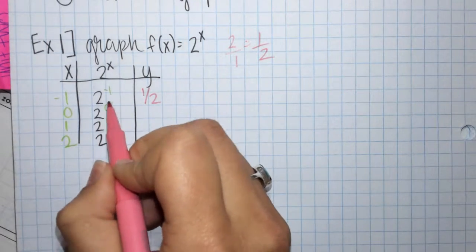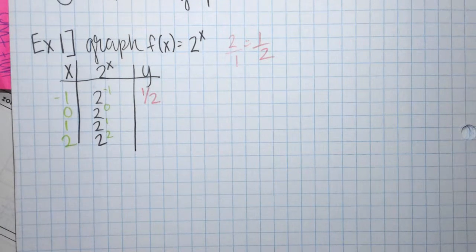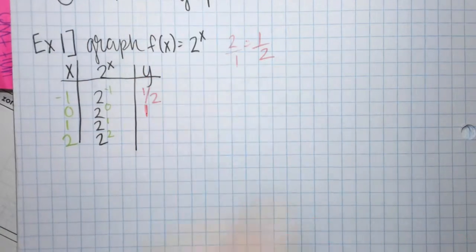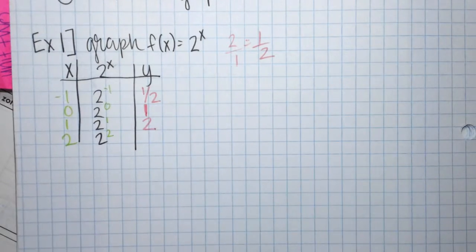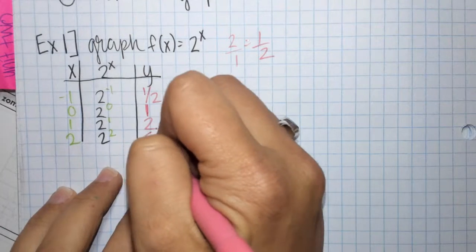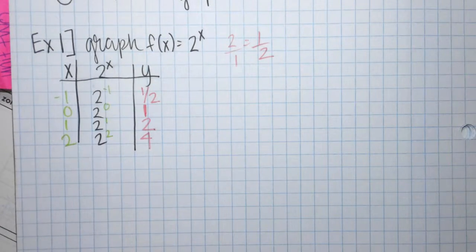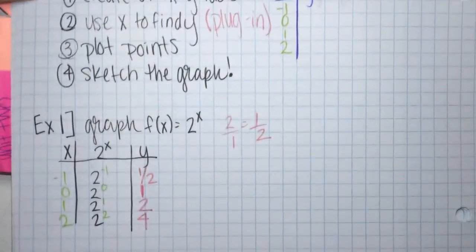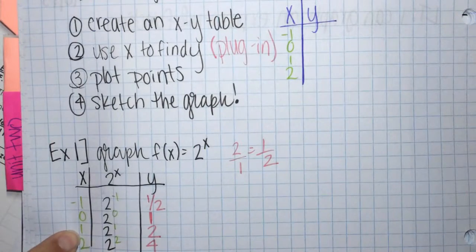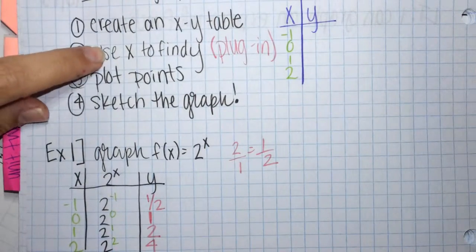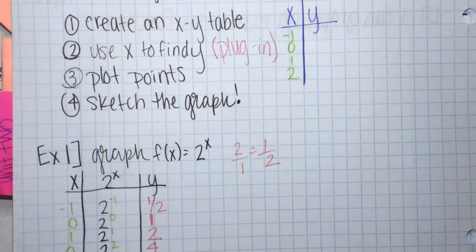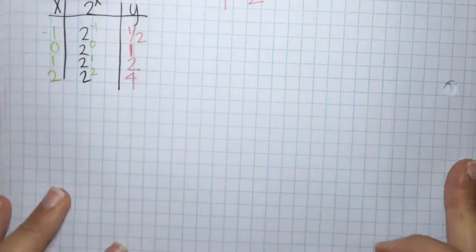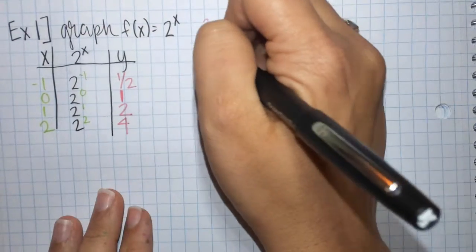Okay. Now, what is anything to the 0 power? 1. Okay. What's 2 to the first power? 2. And what's 2 squared? 4. Fantastic. Now, our first step we had to do was create an XY table. Did we do that? Fantastic. Our second step was use X to find Y. Did we do that? Have we plotted our points yet? No. Let's do that. Now, this is what your graph is going to look like.